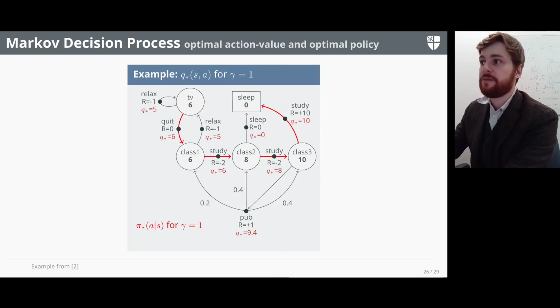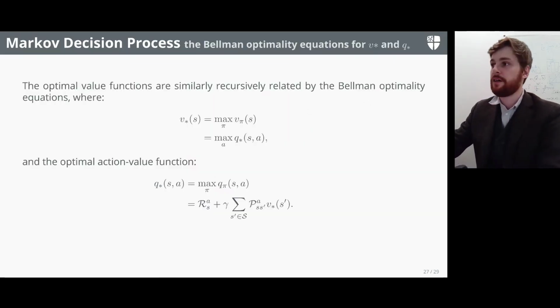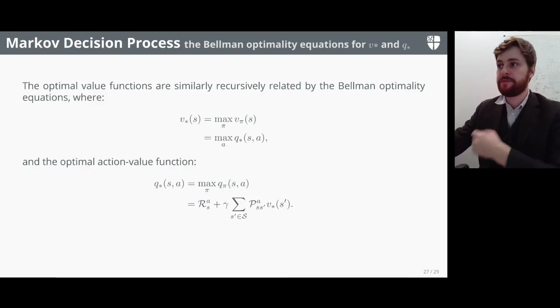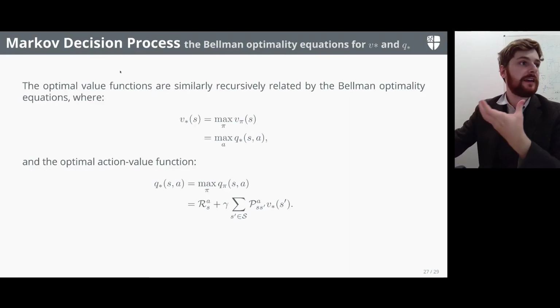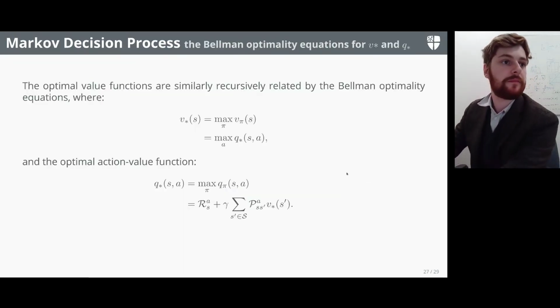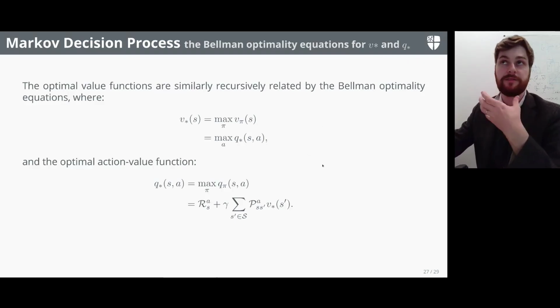So how do we actually compute that central quantity, Q star? Well, we use what are called the Bellman optimality equations, and we work our way backwards from the final state. Looking at the definition here, they're recursively related by the Bellman optimality equations. The optimal value function is the max over Q star, whereas Q star also relates to the Bellman expectation equations, which we saw earlier. So there's this recursive definition again.